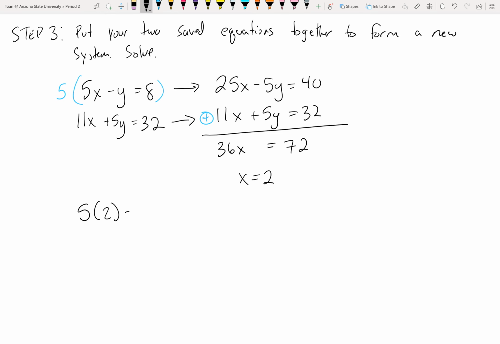5 times 2 minus y equals 8. 10 minus y equals 8. Subtracting the 10, negative y equals negative 2. Divide out the negative, y equals 2.